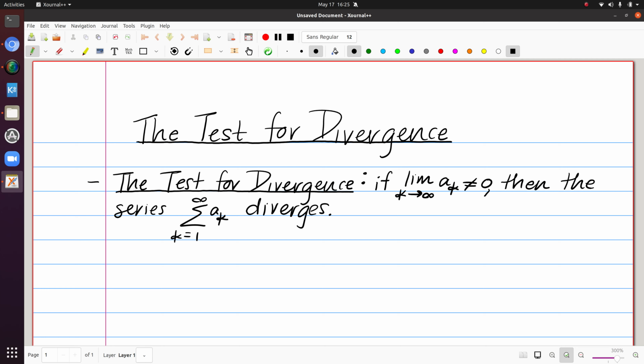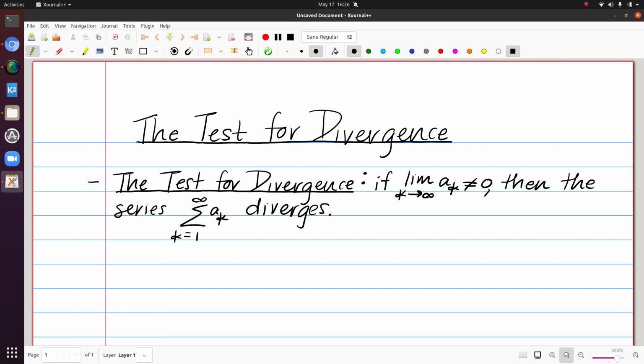And this has the following. If I'm looking at the sum from k equals 1 to infinity of a sub k, and we take the limit of the terms of that sum, and that limit does not approach 0, then the series automatically diverges. So first of all, notice this is very different in terms of a limit. We're not taking the limit of partial sums here. This is saying the limit of the terms of the series. So if that does not approach 0, the series automatically diverges.